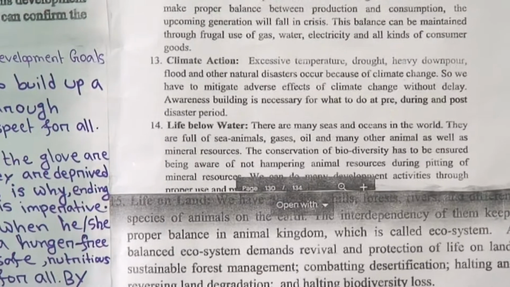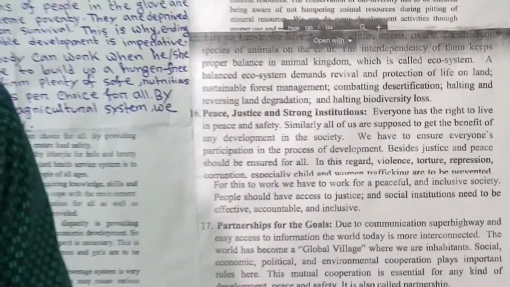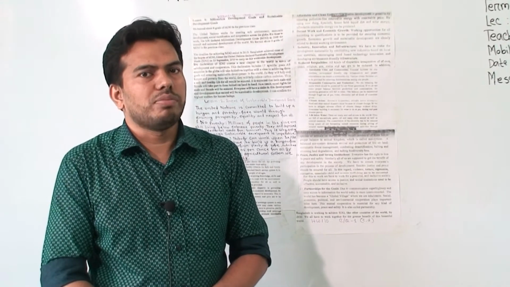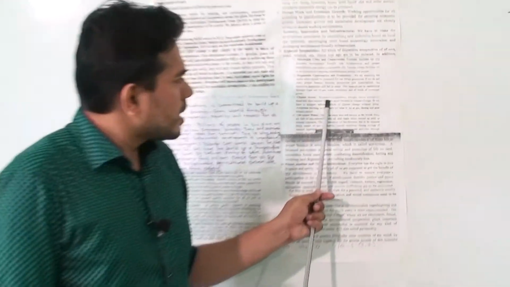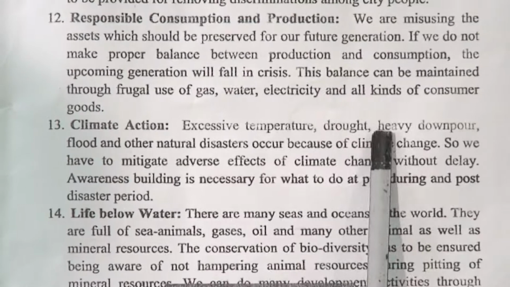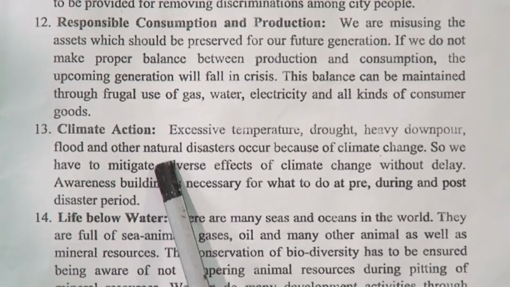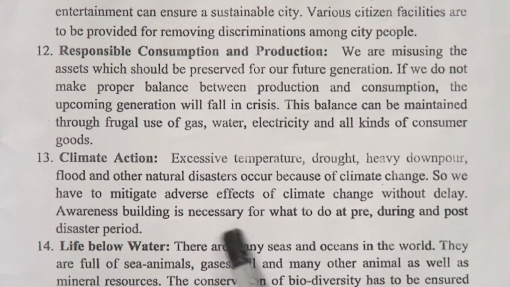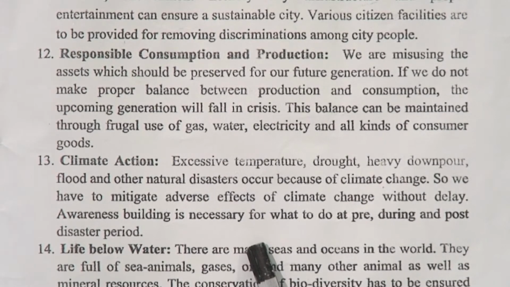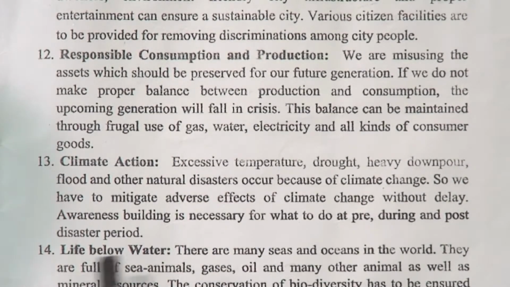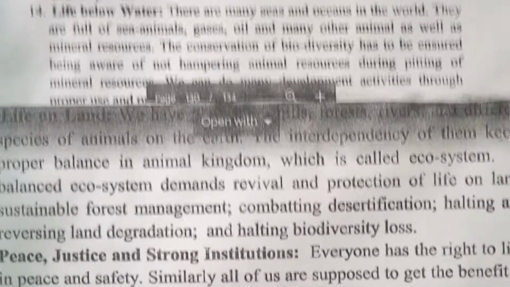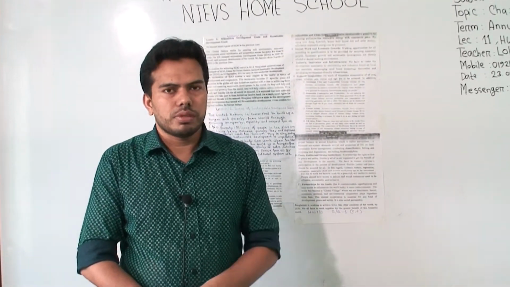Next one is climate action. SDG has been working to preserve the climate and environment in a balanced way. Excessive temperature, drought, heavy downpour, flood and other natural disasters can cause any type of natural calamity to human beings.